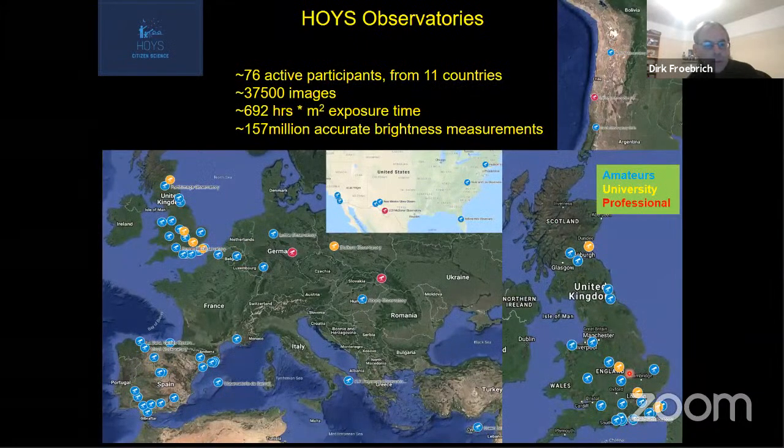We've now established a network of observatories spread over 11 countries with about, I think it's 76 people who send in data. There are a couple of professional telescopes in the network and some university ones, but most of the telescopes are amateur astronomers. We've made quite a huge number of brightness measurements.